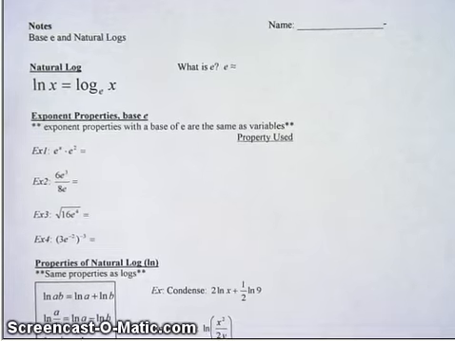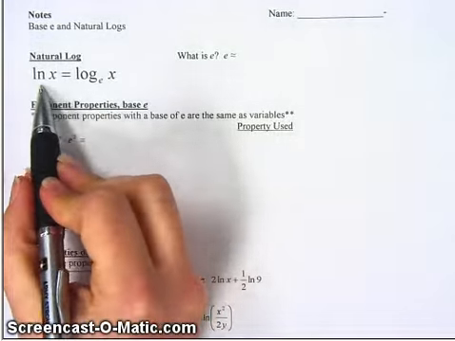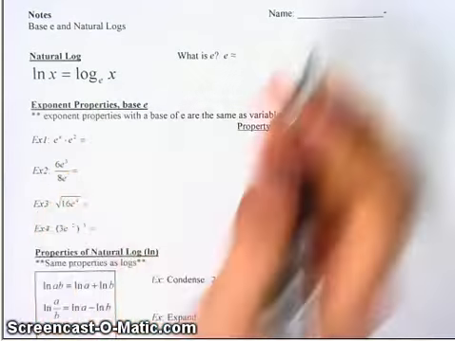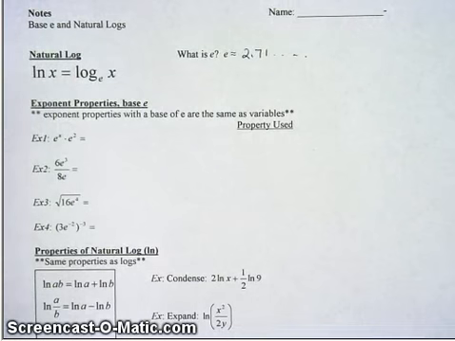Okay, today we're looking at base e, and all a natural log is a log with a base of e. E is just a number. It's like 2.71 and a whole bunch of decimals. It goes on forever, just like pi does. So we just use e as we go throughout.